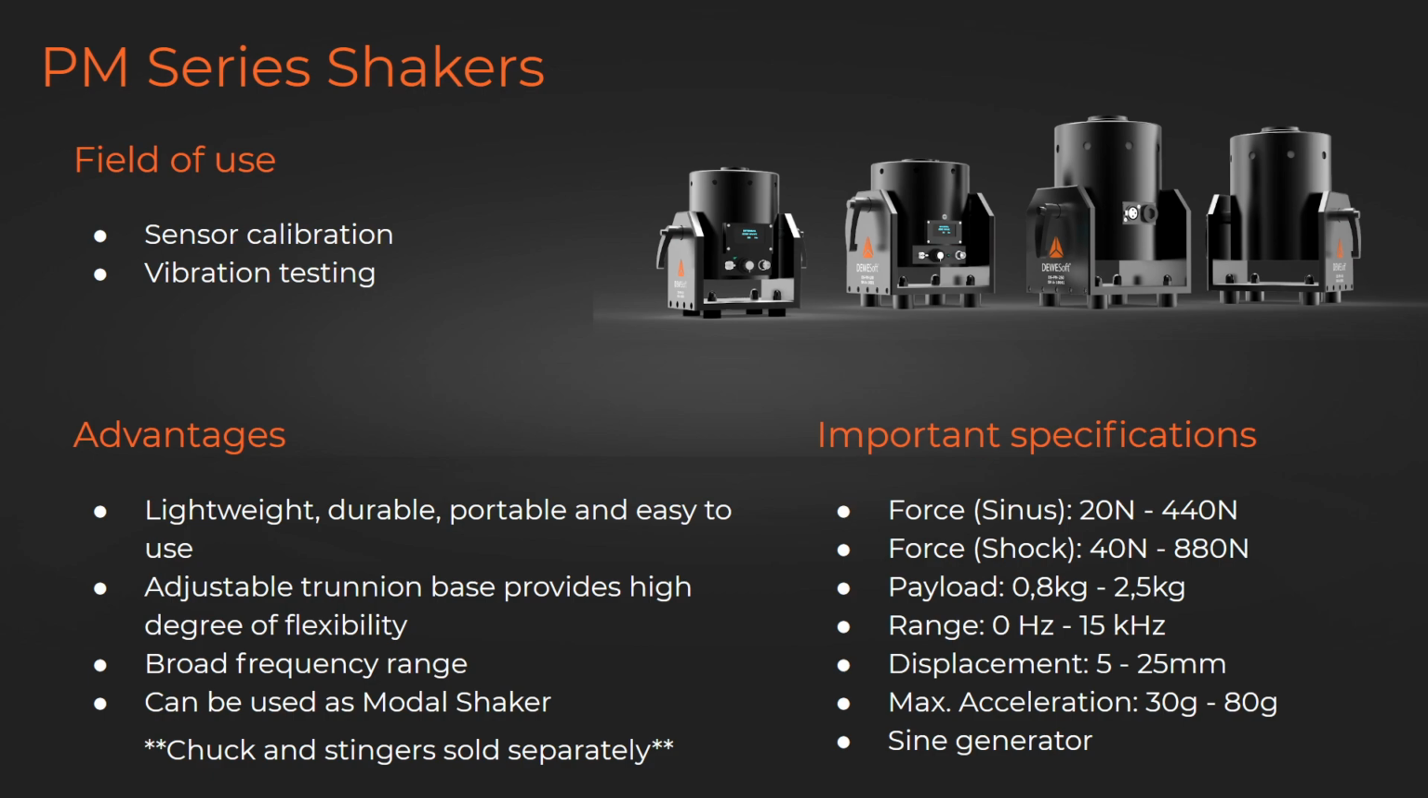Important specifications are the force in sine from 20 newtons to 440 newtons. The force of shock ranges from 40 newtons to 880 newtons. The payload of the shakers starts with 0.8 kilos and it goes up to 2.5 kilos. Frequency range goes from 0 Hz to 15 kilohertz. Displacement is from 5 to 25 millimeters, and max acceleration goes from 30 Gs to 80 Gs depending on the size of the shaker.